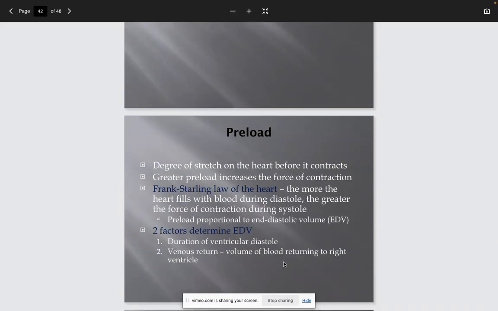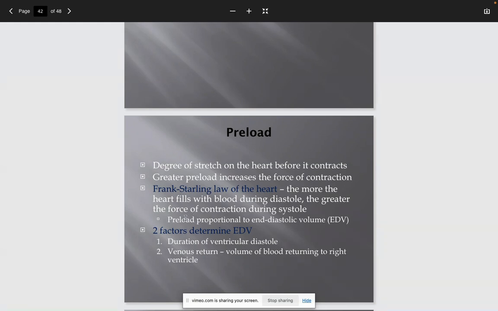So, preload, what is preload? This is the degree of stretch on the heart before it contracts. Again, this is synonymous to the end diastolic volume. What do I mean by end diastolic volume? Think about diastole. Diastole is the relaxation period in which blood fills the heart. So, end diastolic volume is the amount of blood left in the heart before it contracts.